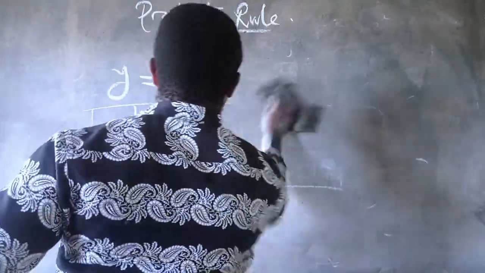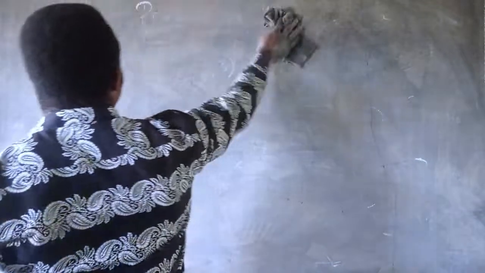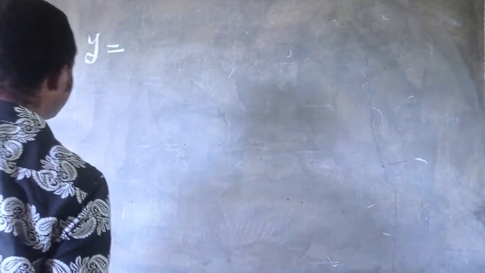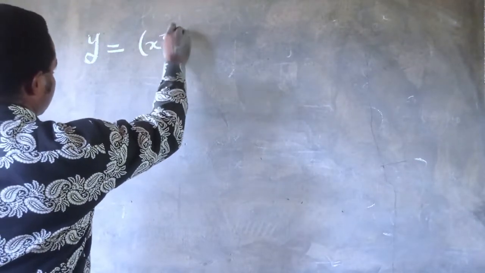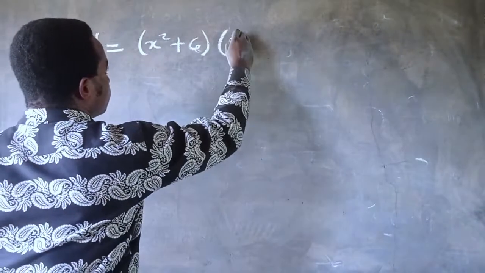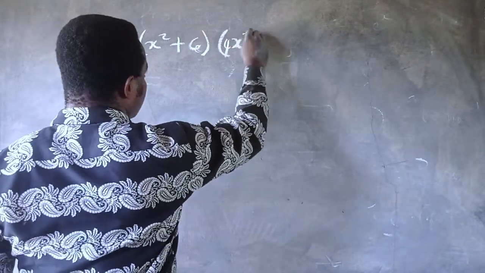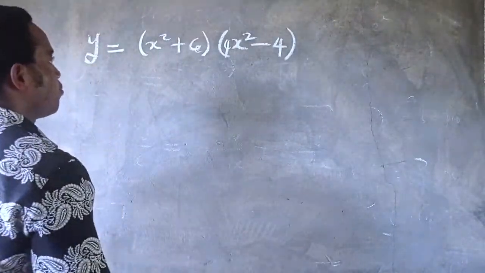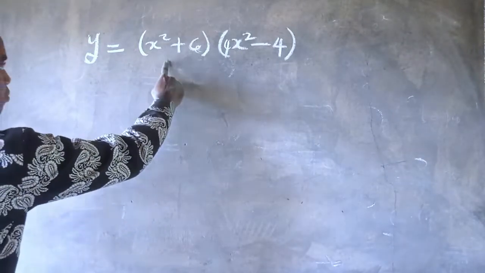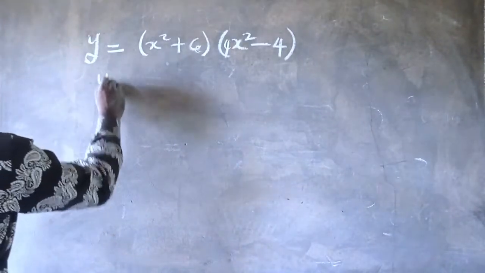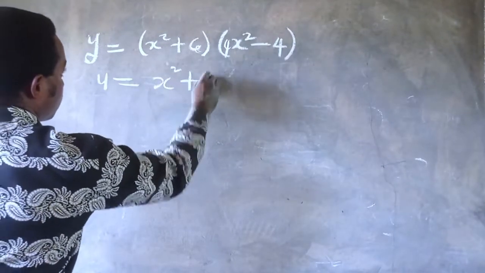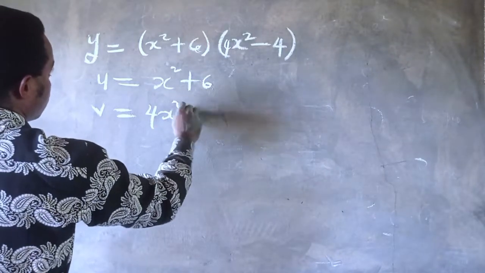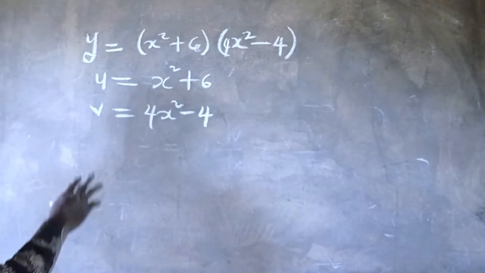Now, let me wipe this off so that we can solve specific problems where this rule applies. Look at this. We have y equals x raised to the power 2 plus 6 multiplied by 4x squared minus 4 in bracket. You will notice we have two functions here, this and this. So let the first one be our u, and let the second one be our v, 4x squared minus 4.